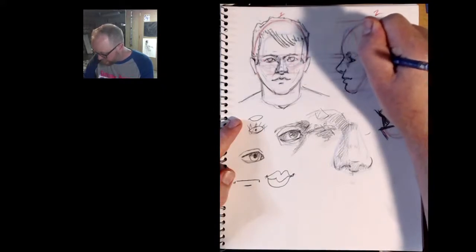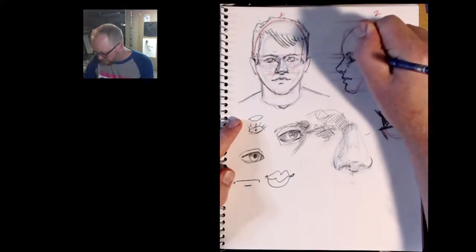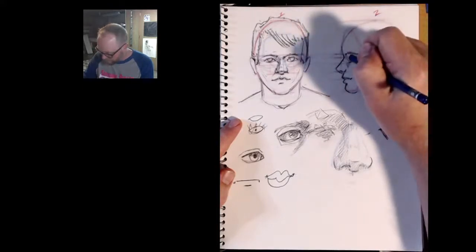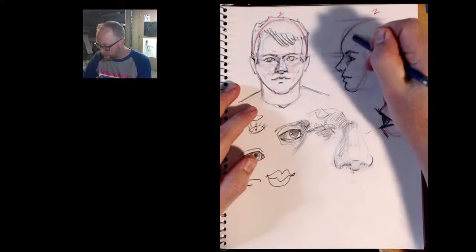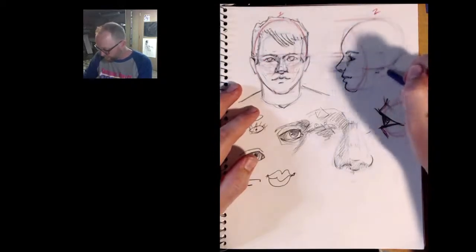And again, don't put too much emphasis on eyebrows. A lot of times people really freak out about trying to get the exact shape of the eyebrow, and they over-exaggerate what's happening there.